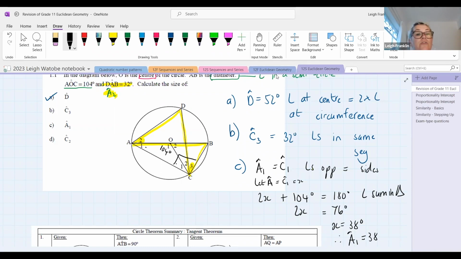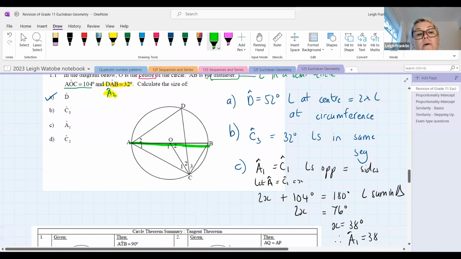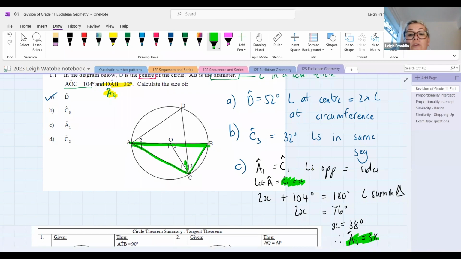All right, good stuff. And then the last one, C2. Again, I'm just going to rub all of that out. Here you can see the angle in a semicircle. There is your diameter. Here is the angle at the circle, so angle C is the angle at the circle. They want us to calculate C2, but we know what C1 is. Remember, C1 is the same as A1, it's 38. And we already know that C3 is 32.